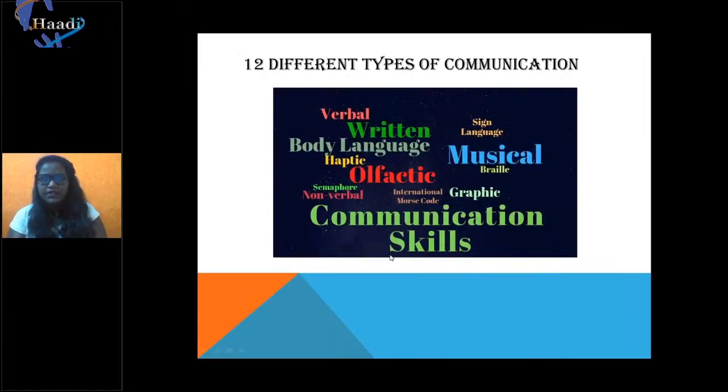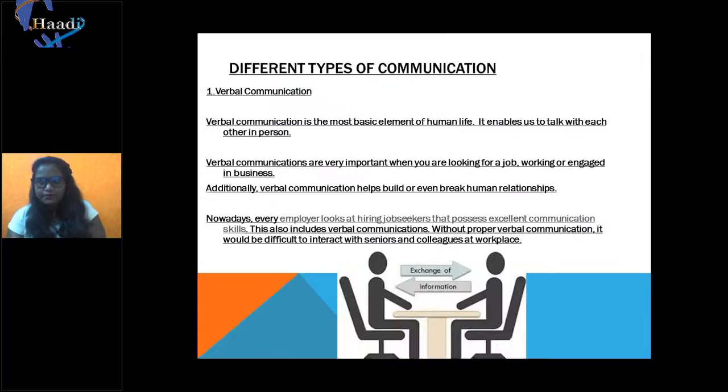So we have 12 different types of communication. The first one is verbal communication. We are going to discuss 12 types of communication: verbal communication, written communication, body language, sign language, music. These are a few kinds of communication which we are going to discuss today. The first one is verbal communication.